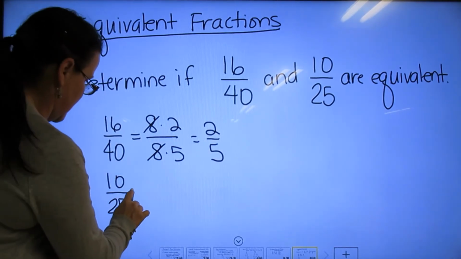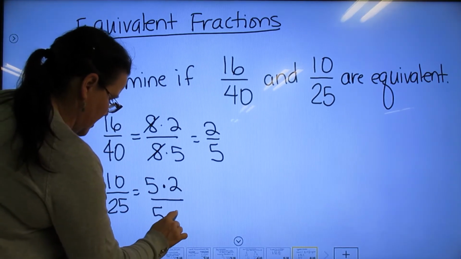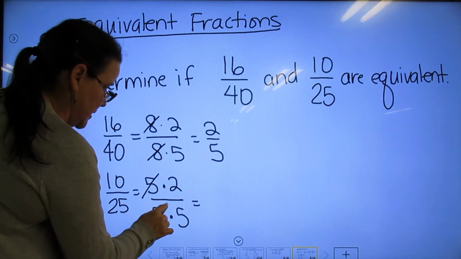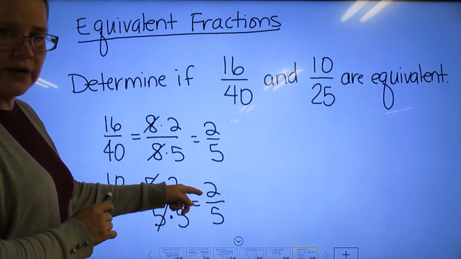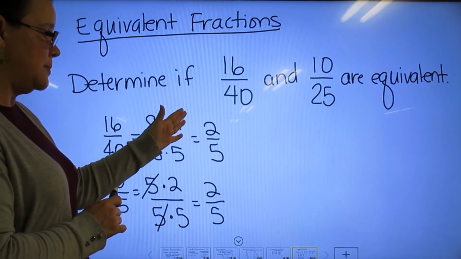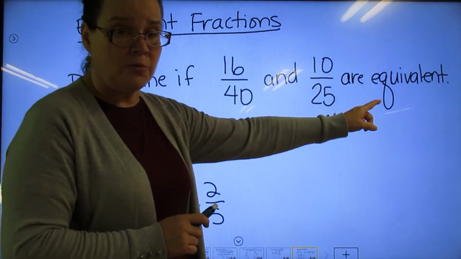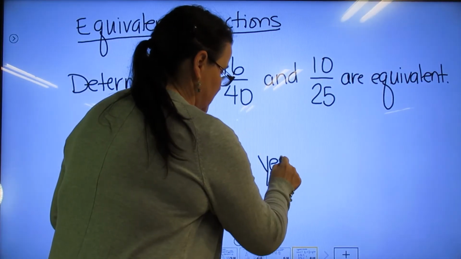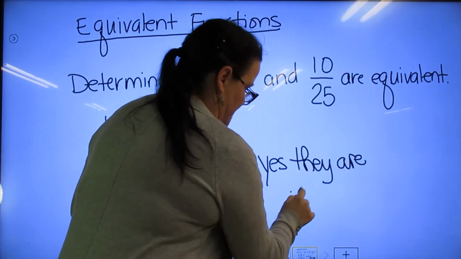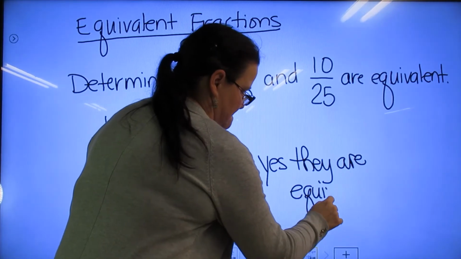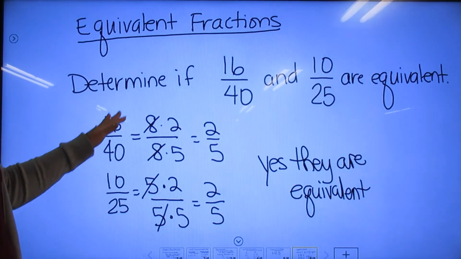10 and 25, I believe 5 goes into both of those. And then 5 times 5, right? And then I'm going to cancel those out. Well, lo and behold, what do I have? 2/5 and 2/5. We were able to take them to the simplest form, and they both equal, hence the equivalent. So yes, they are equivalent. Not too bad, right? Not too bad.